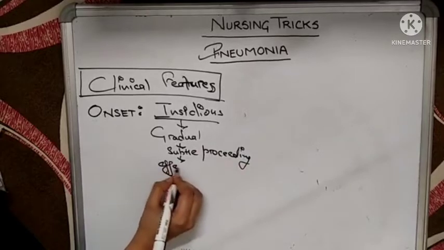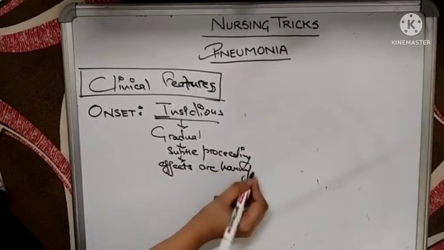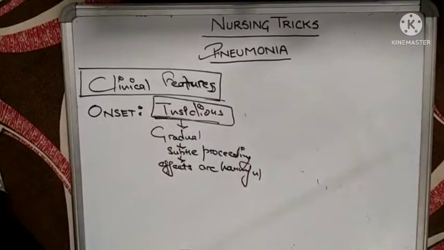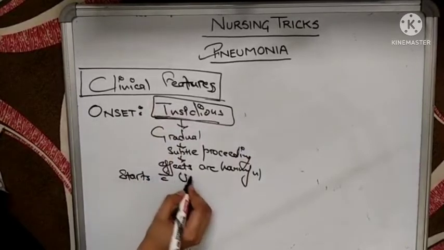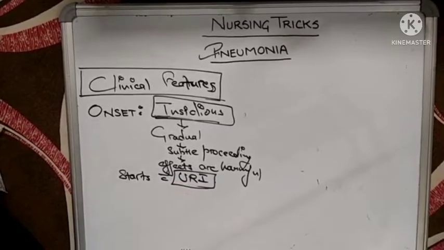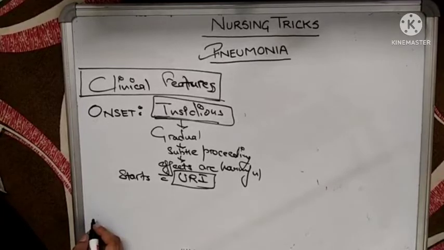The effects are harmful. So the onset of this particular disease is insidious, and it starts, mark this line, with upper respiratory infection only. It doesn't mean that if it is a lower respiratory tract infection, it will show the symptoms of the lower respiratory tract only. It can show the symptoms of the upper respiratory tract infection also. Okay, so this is the onset.